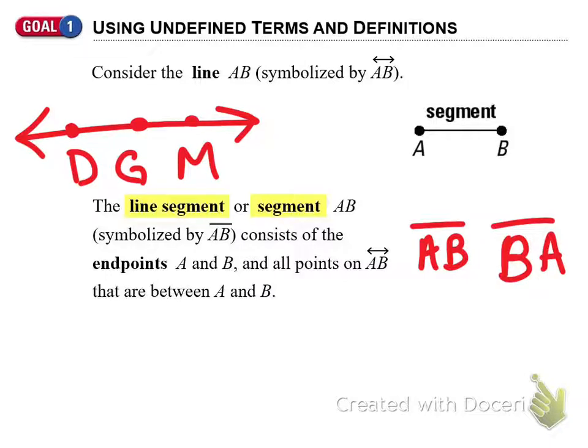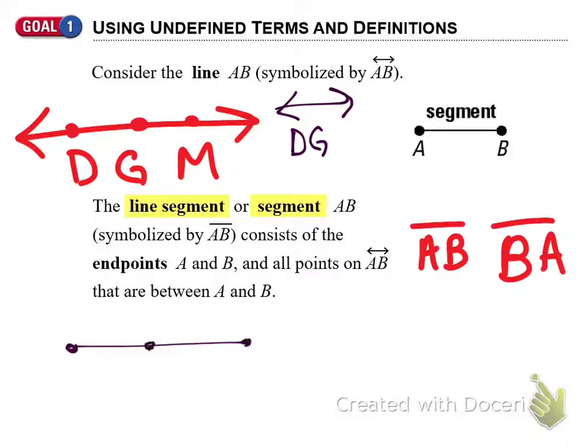So if I wanted to name this whole line, what are some things I could name it? DG. I could say DG, and that would still include the whole line. How would it still include the whole line even though it's just these 2 letters? Because of the arrows, right? Those arrows mean it continues. But segments are not that way.